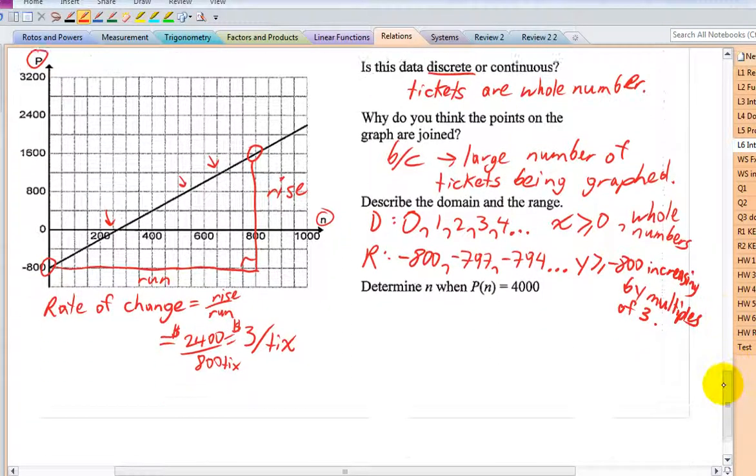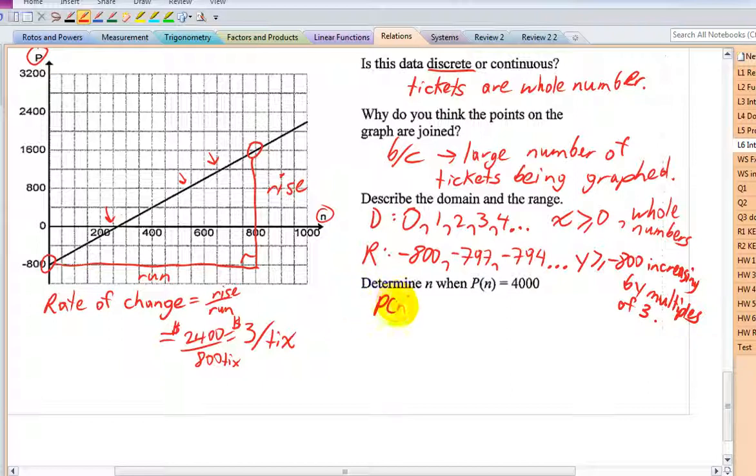Good. What I want you to do now is determine your profit at n. Okay. So use your rate of change and your intercept. We're trying to put it into slope-intercept form here. So y equals mx plus b, but we want to go straight into function notation. Okay. So p at n, our rate of change is 3, and our intercept is negative 800. It's that simple. Okay. So now we know that p at n is 4,000.